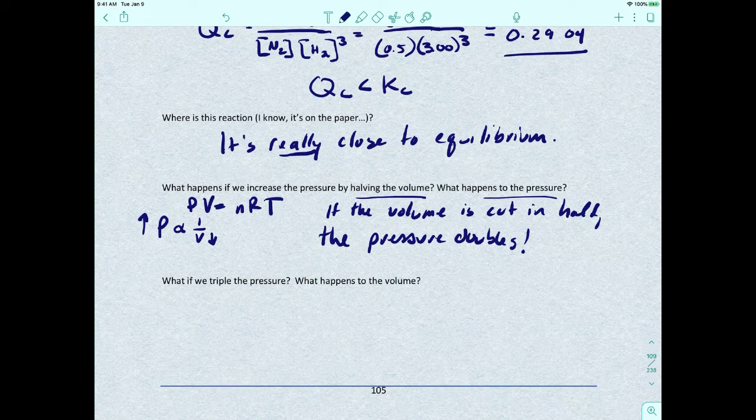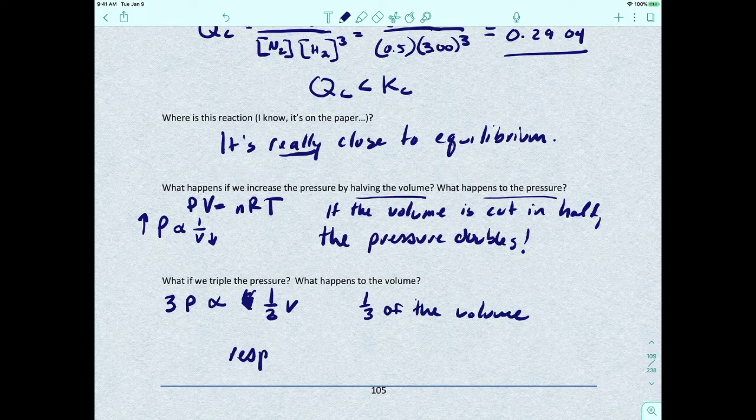Okay. Now, what if we triple the pressure? So let's say it's 3P now, this would correspond to 1 over 3 the volume. So it's going to be a third of the volume. So the response to tripling the pressure, which means the volume's cut to a third, is that it shifts the reaction to make more product.